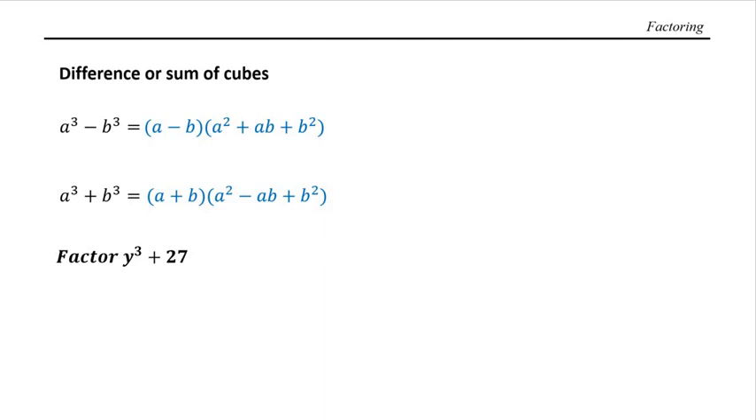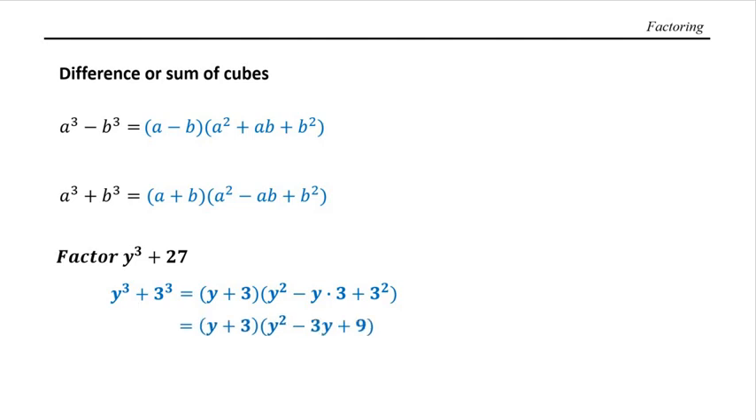So with this problem here, we're going to factor y cubed plus 27. Now 27 can be rewritten as 3 cubed. So our new equation would be y cubed plus 3 cubed, and so we can use the sum of cubes formula, which would be equal to y plus 3 times y squared minus y times 3 plus 3 squared. And so if we simplify that, we can combine our y and 3 together, and 3 squared would be equal to 9. And so that wraps up factoring.